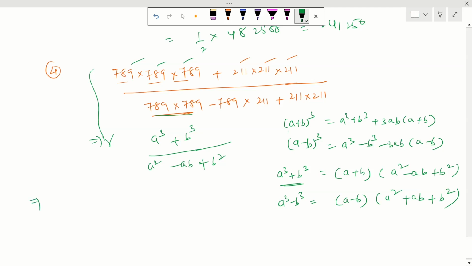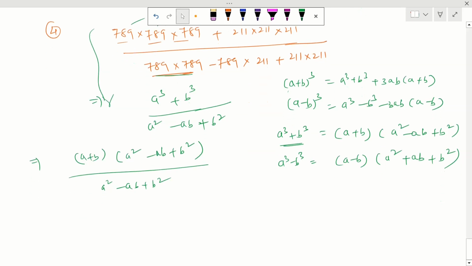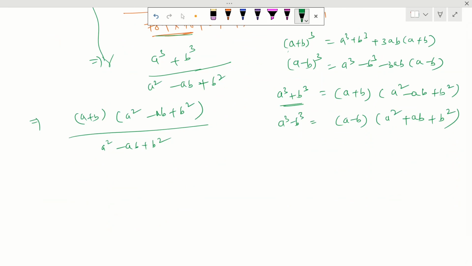So this is the formula for a cube plus b cube, and we put it here. So we can write a plus b into a square minus ab plus b square. You have to remember this formula. Now both of these terms are the same, so we can cancel this term. So we only have a plus b. A is 789 and b is 211, then we have 1000. The value is 1000, right?